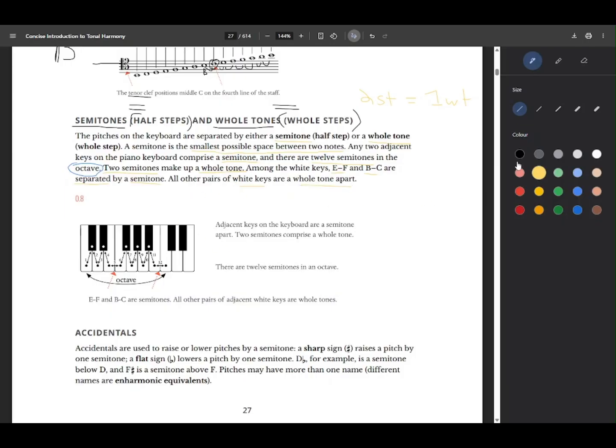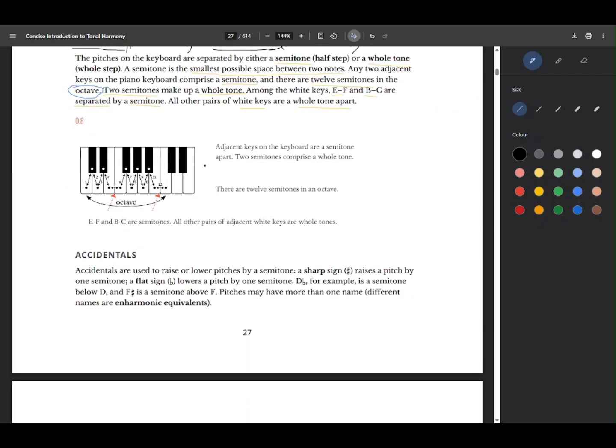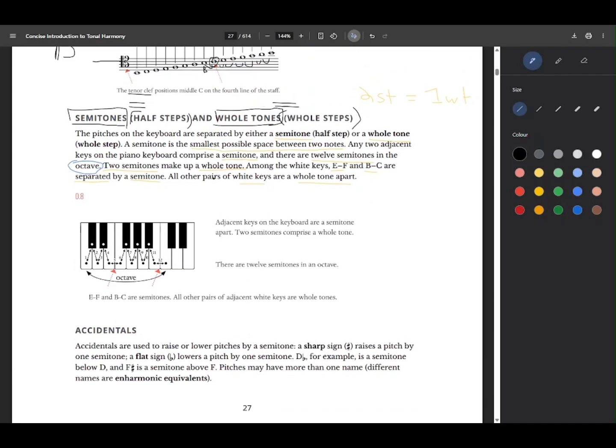This is a bit more complicated than it needs to be. So let's dive into this a little bit more. I will personally be using the terms semitone and whole tone for the most part. I might slip in half step, whole step here and there, but semitone and whole tone is pretty standard.